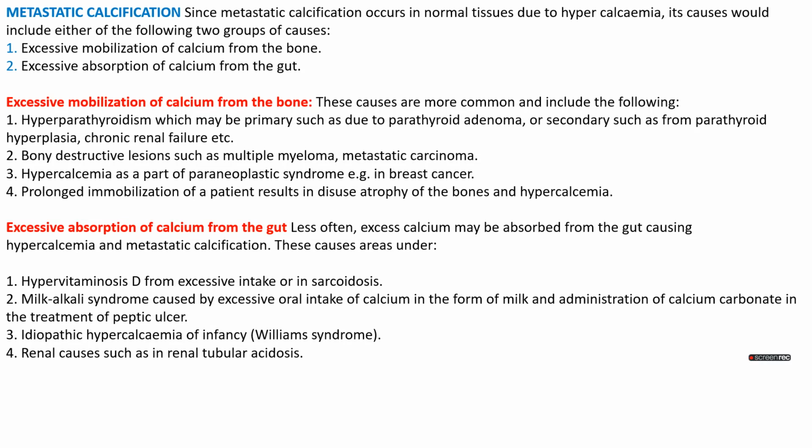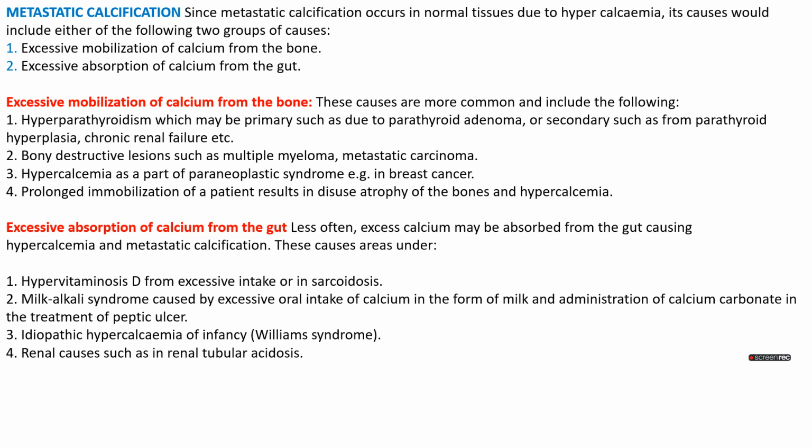So in which condition will calcium move from the bones? It is hyperparathyroidism. What is the function of the parathyroid gland? It mainly helps in the absorption of calcium and phosphate from the renal tubules, so it will maintain the calcium and phosphate level in the blood. But in case of hyperparathyroidism, there is excessive movement of calcium from the bone to the blood. Hyper means more, and hyperparathyroidism means the parathyroid gland causes hyperplasia.